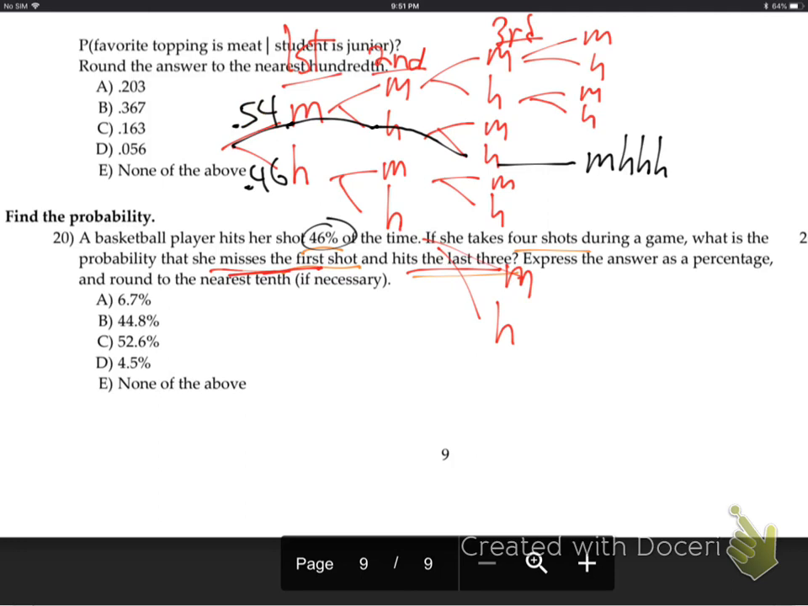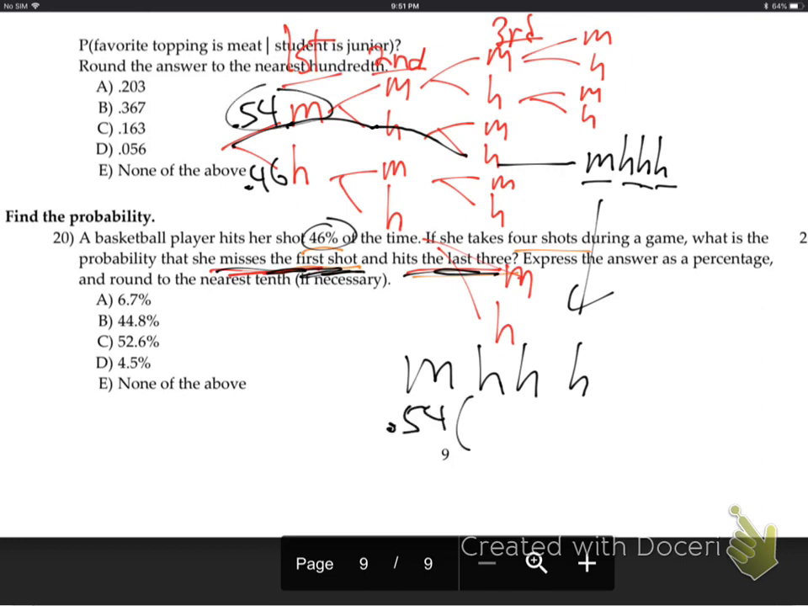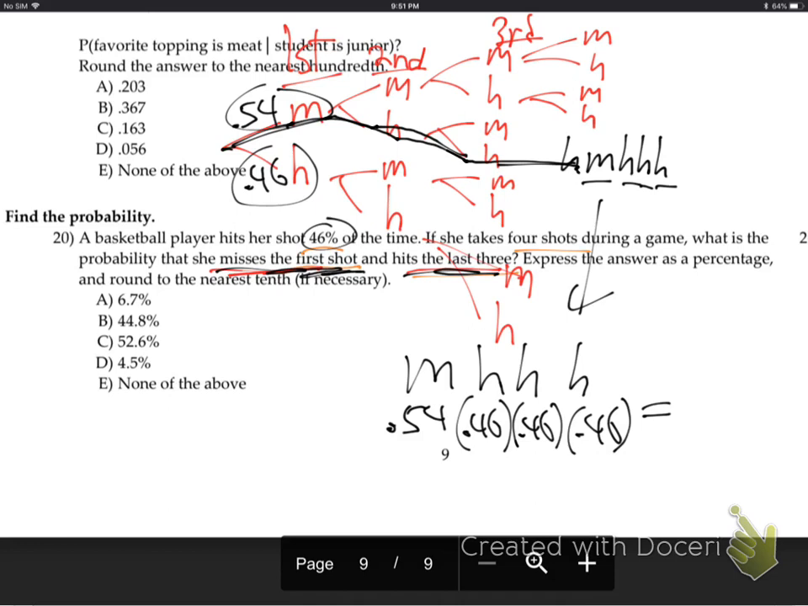So the chance of miss, hit, hit, hit. Let me bring it down here. Misses her first shot, hits her last three. That would be miss is 0.54, hit is 0.46. So 0.46, 0.46, 0.46. Those would all be multiplied together because in a tree, as we go miss, hit, hit, hit for this last one, you always multiply as you go from left to right. So multiply those together. Let's see what we get. 0.54 times 0.46 times 0.46 times 0.46.